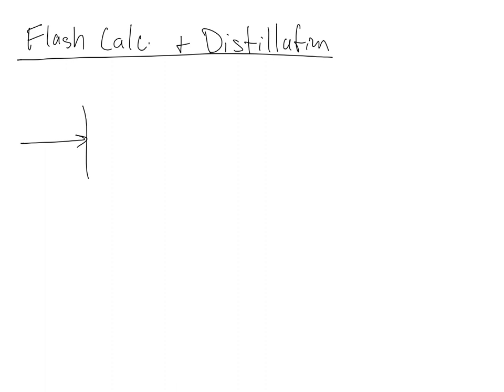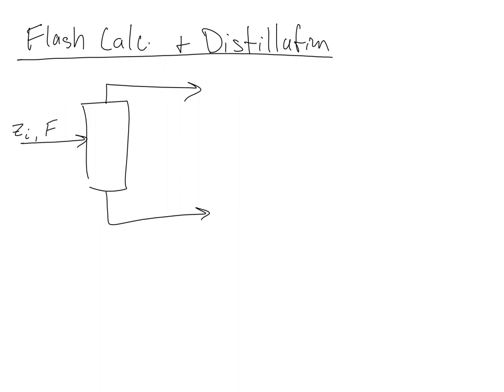So a flash separator or a flash drum. In general in thermodynamics, a flash calculation is basically any equilibrium calculation. We are calculating the composition of every phase and the quantity of every phase. A flash calculation could be solid-liquid, vapor-liquid, or liquid-liquid. Those all count as flash calculations. But in general, this is a flash drum, which is the most common of the chemical separators.